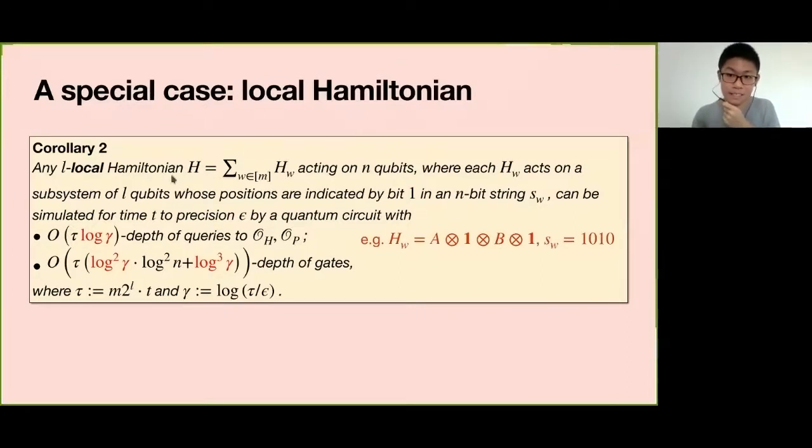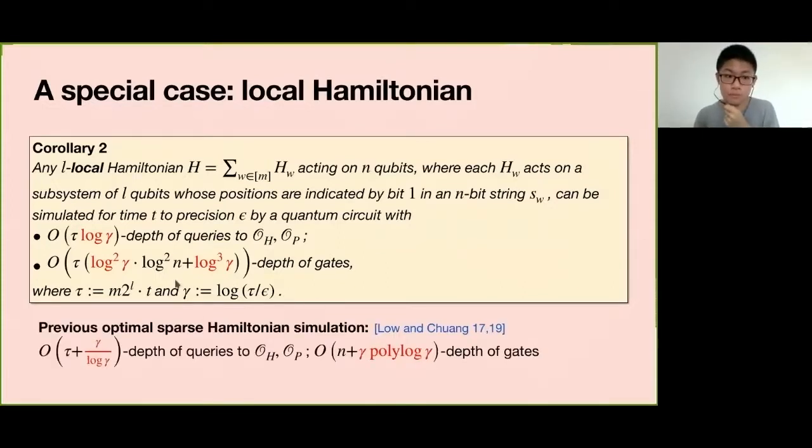Now, this simulation process can be done with the following complexity. The first line is a query complexity to OH and OP, and the second line is the gate complexity for additional one or two qubit gates. Now again, we will only emphasize the complexity dependence on the precision. Here we use gamma, which is roughly log of 1 over epsilon. So in this red color, the dependence on gamma is about polylog of gamma. That means the complexity dependence on epsilon is roughly polyloglog of 1 over epsilon.